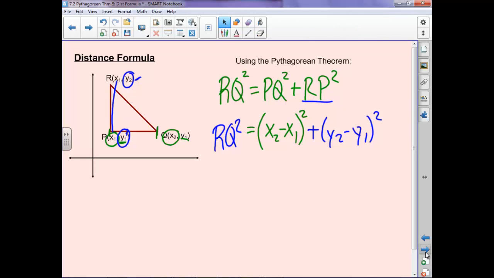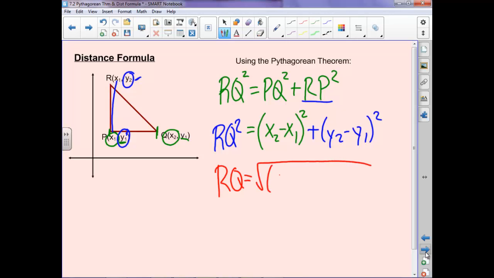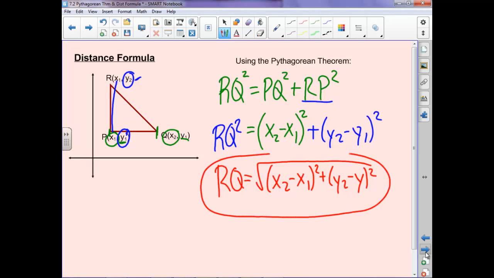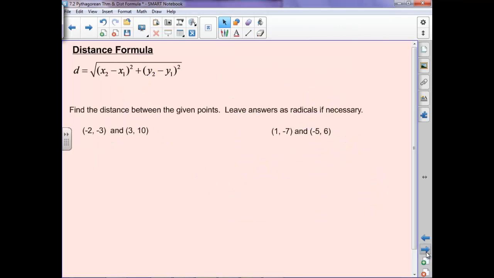But if we wanted just that distance, not that distance squared, we could take the square root of both sides, and we're left with this. And this is our distance formula, but we will get a recap on the next page. So here's our distance formula, and this is going to be between 2 points.